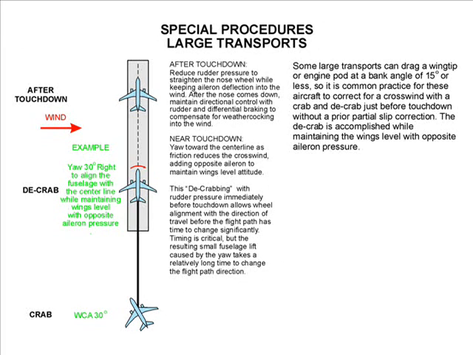Some large transports can drag a wingtip or engine pod at a bank angle of 15 degrees or less, so it is common practice for these aircraft to correct for a crosswind with a crab, and decrab just before touchdown, without a prior partial slip correction. The decrab is accomplished while maintaining the wings level with opposite aileron pressure. The technique is the same as the strong wind procedure just described, except that an initial partial slip is not used. Let's look at a video with this procedure in action.